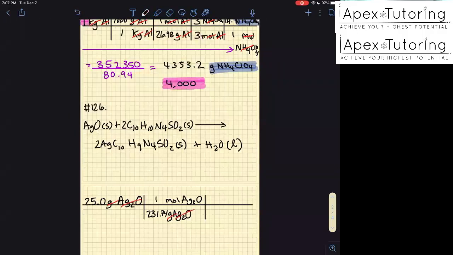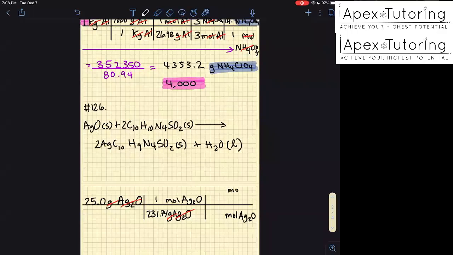Now what? Change it into the other moles by using the balanced equation. Perfect. What units go on bottom? Moles of Ag2O. And what units go on top? Moles of AgC10H9N4SO2. So that 25 grams is like, let's say our flour, and that 50 grams of C10H10N4SO2 is like our butter or whatever. Or eggs. So it'd be the AgC10 one. Right, that's our cookies. Yep.